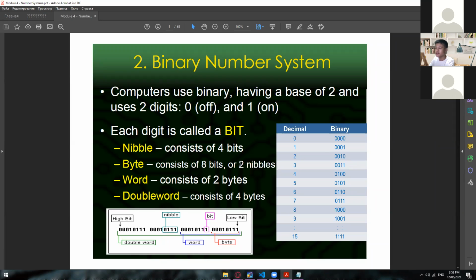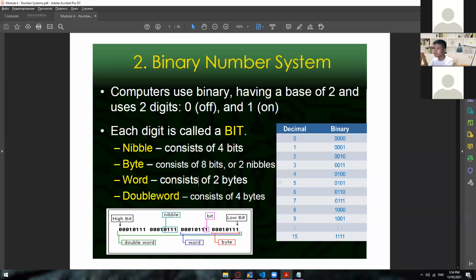But in here, 2 nibbles or 8 bits is equal to 1 byte. Okay, and then 2 bytes is equal to 1 word, and then 4 bytes is equal to a double word. So you will see here the graph wherein we have 32 bits in total, where we have the lowest bit and this is the highest bit, and then the entire 32 bits is equal to one double word. Half of it, which is 16 bits, is one word, and another half of a word is 1 byte, which is equal to 8 bits, and then 4 bits is one nibble.